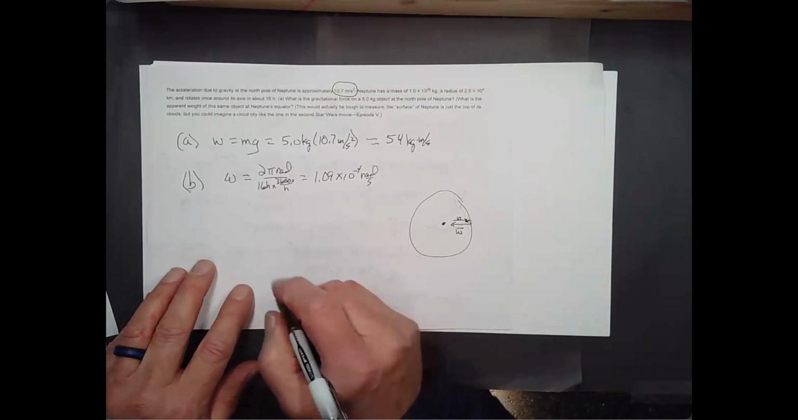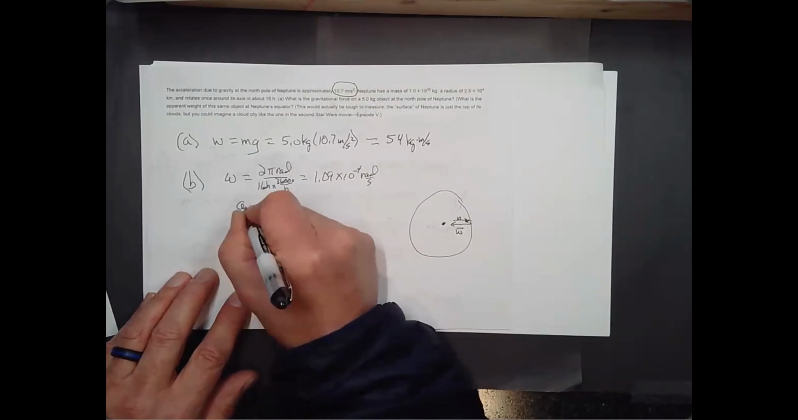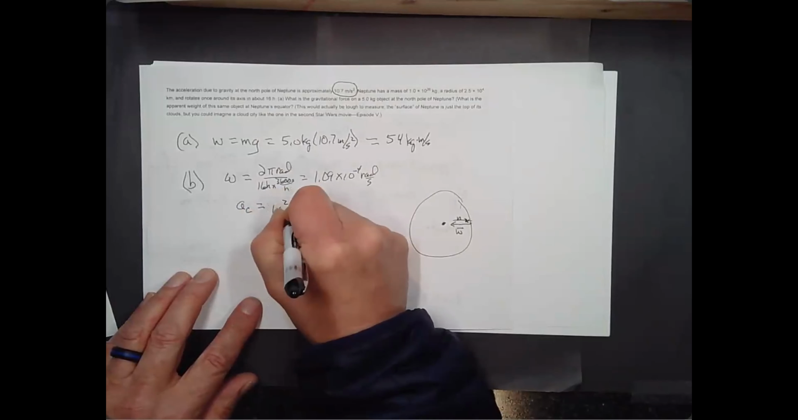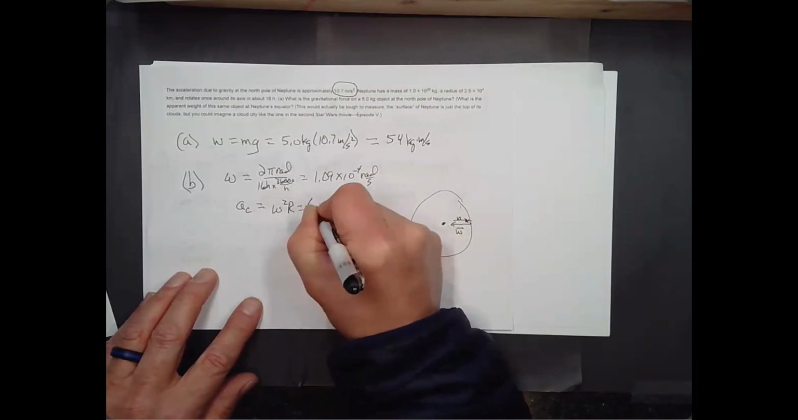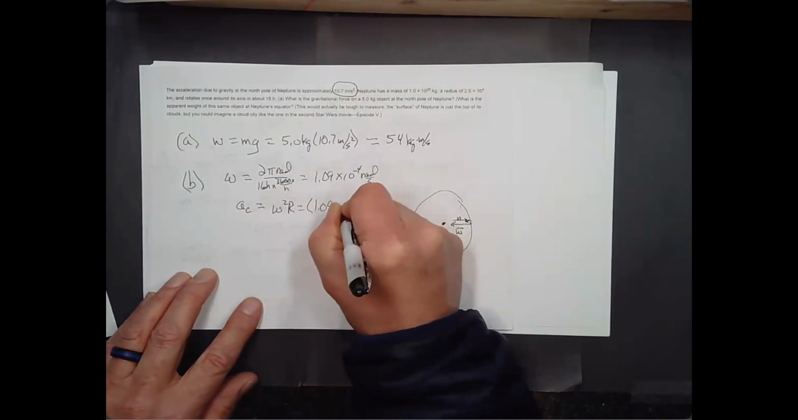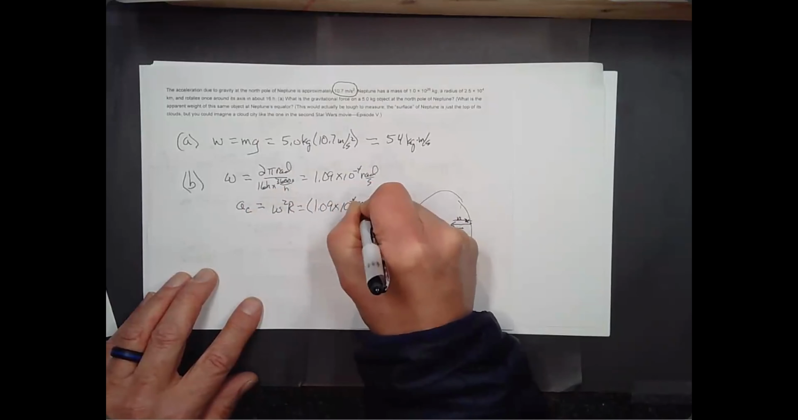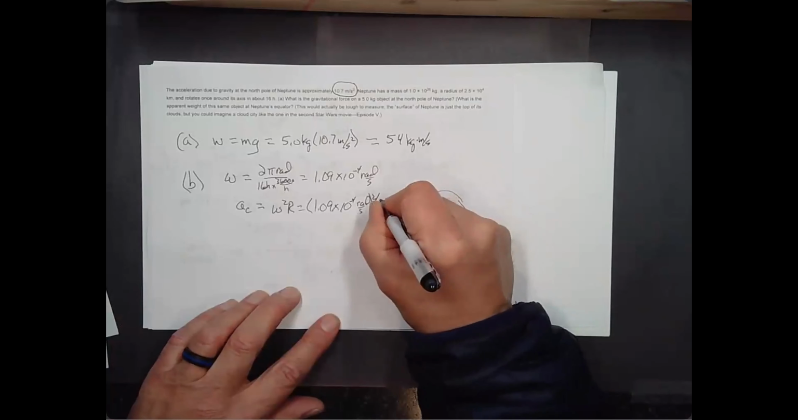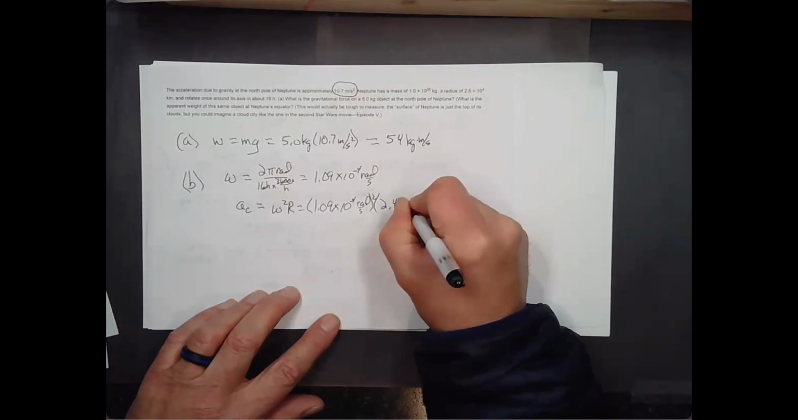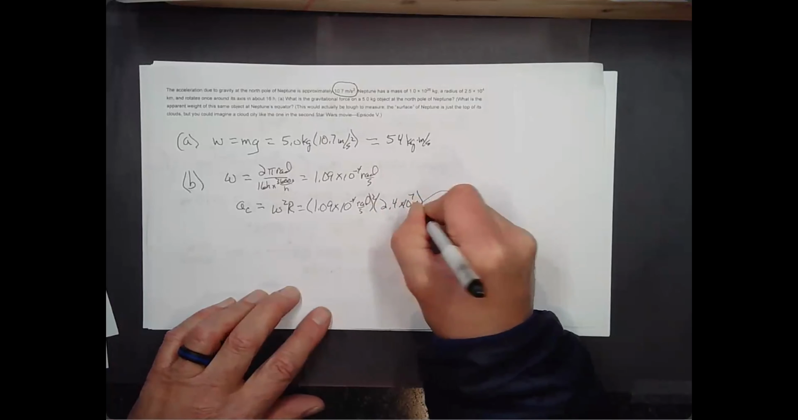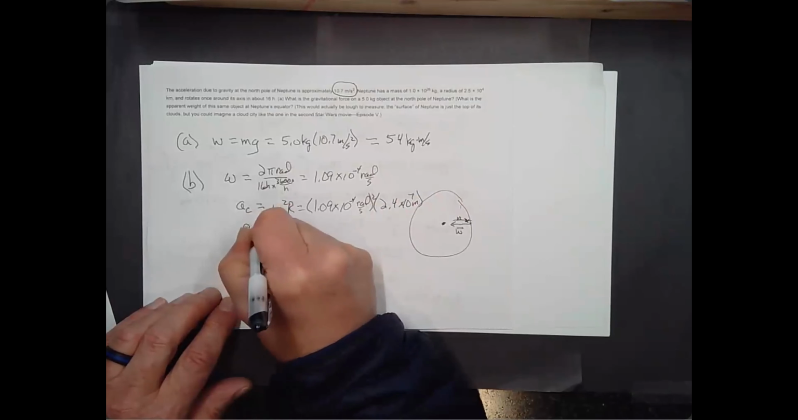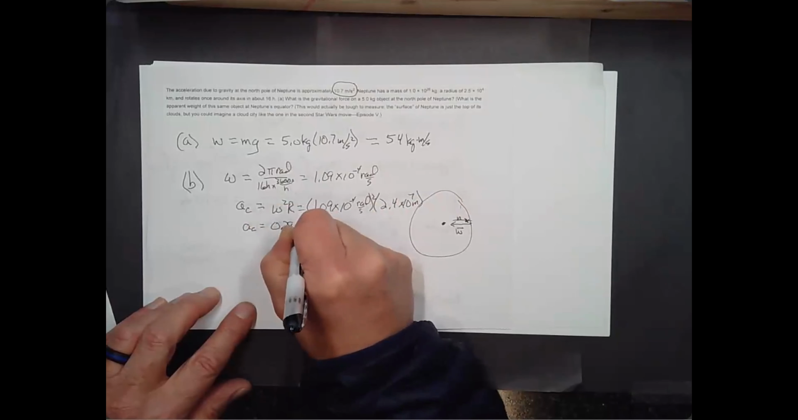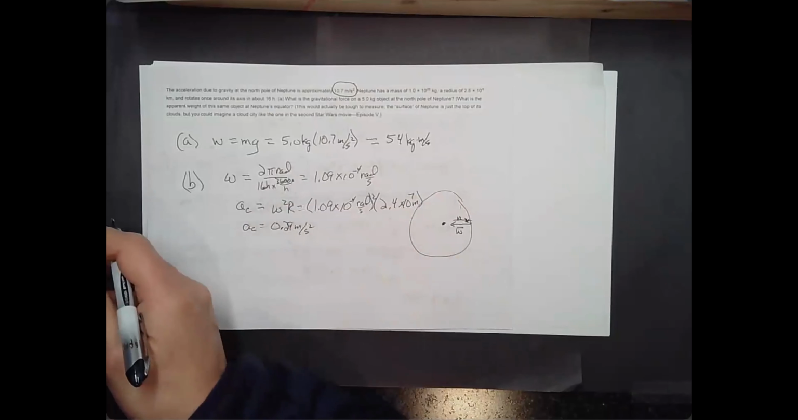Anyway, let's see, where are we? Oh, so the centripetal acceleration at the equator is going to be omega squared r. So it'll be 1.09 times 10 to the minus fourth radians per second, squared, times the radius of this gas giant, 2.4 times 10 to the seventh meters. And centripetal acceleration ends up being 0.29 meters per second squared.